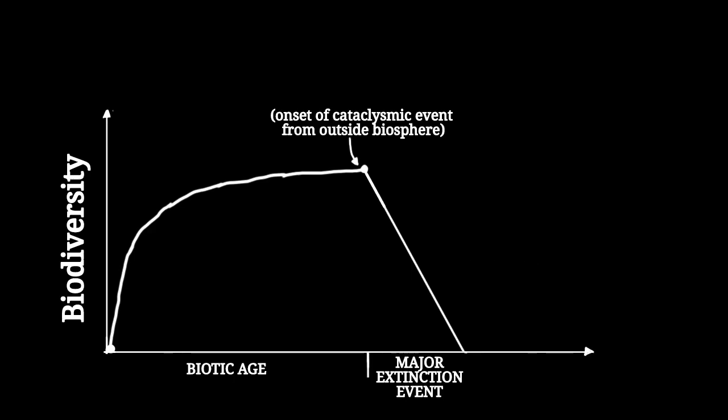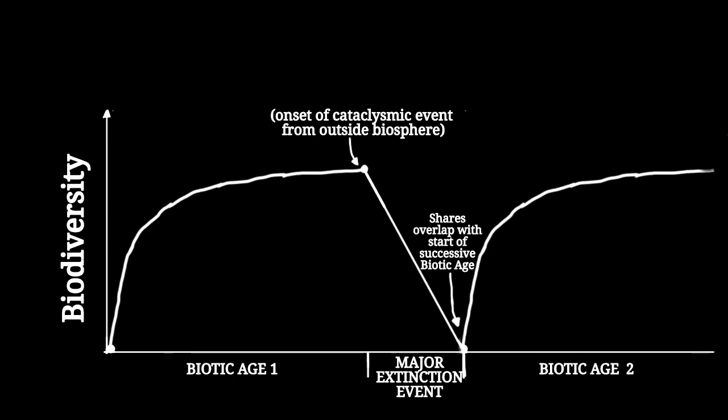At some point, the major extinction event ends as abruptly as it begins. By that point, a lot of niches are left vacant. There is very little left in the way of higher-level consumers. This is a similar condition to that present at the start of a biotic age. As a result, there is often a 1 to -1 overlap between the end of a major extinction event and the start of a successive biotic age.